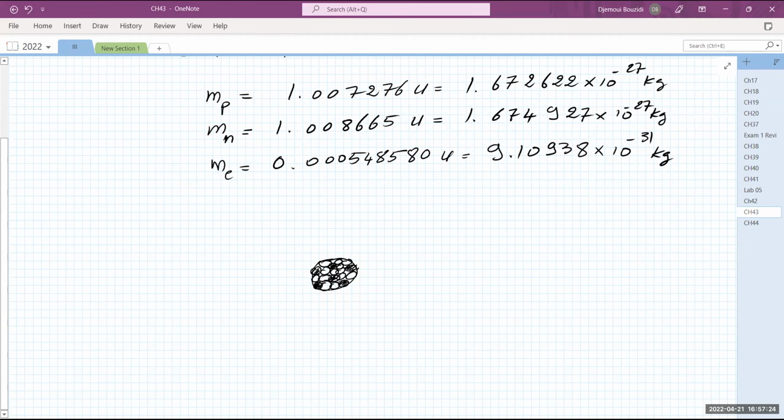And a bunch of them, for a given atom, you typically have N neutrons, and you have Z protons, which is the same thing as the number of electrons for a neutral atom. And again, as I was saying, the number of electrons is equal to the number of protons in the case of a neutral atom.